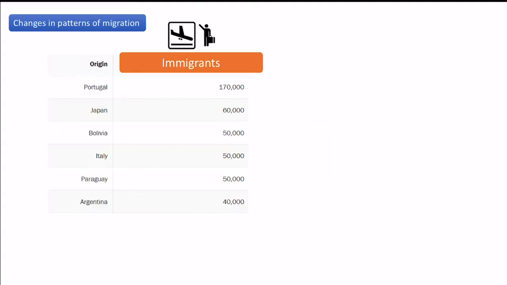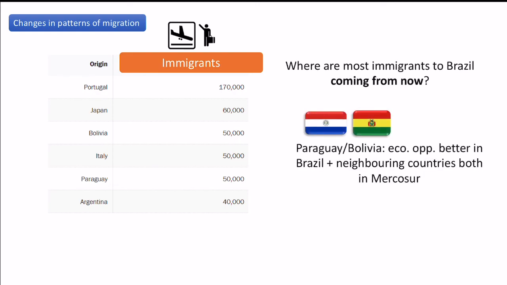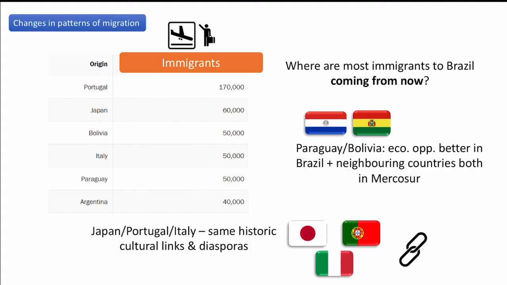On the opposite way, where are people that are coming to Brazil actually coming from? And we see, again, that link with the countries that are neighbouring, Paraguay and Bolivia, a part of Mercosur, but also the fact is that those economies are slightly worse than Brazil, and so people come for economic opportunities, which is much easier in that south-to-south migration. We also see on our list here that, again, same historic cultural links and diasporas, so the immigration patterns work both ways. People from Brazil go to Japan, but also people from Japan end up coming to Brazil.